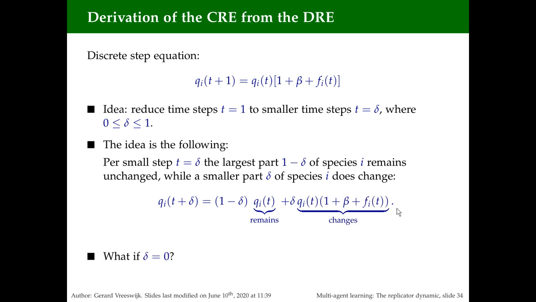And if we set delta to 0, not let it go to 0, but set it to 0, nothing happens, you see. And if delta is 1, we get the discrete replicator equation in full. Next slide.